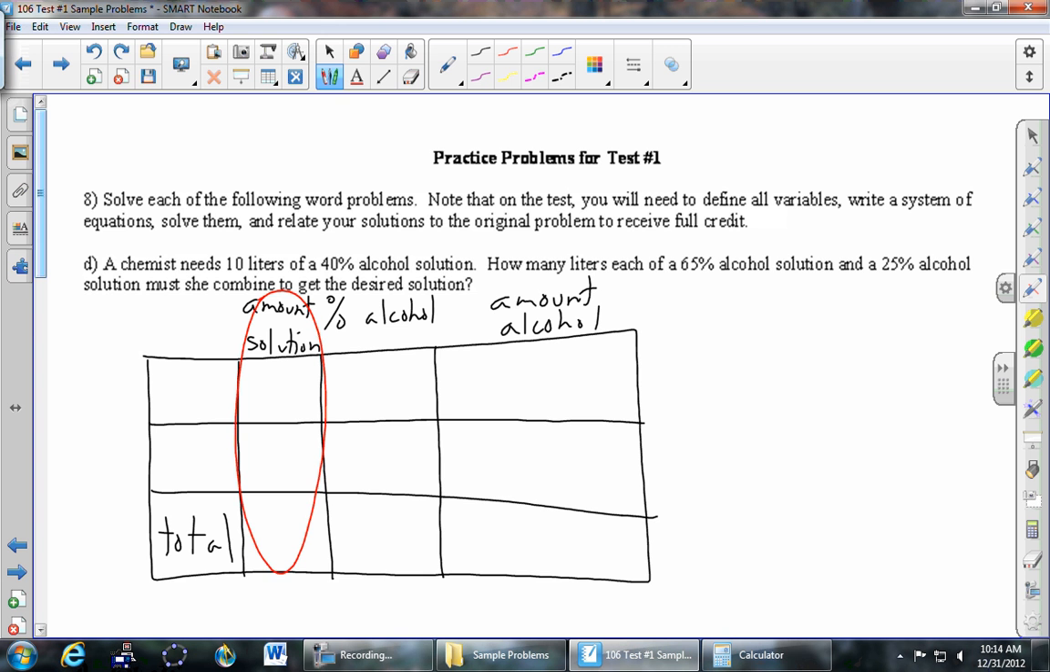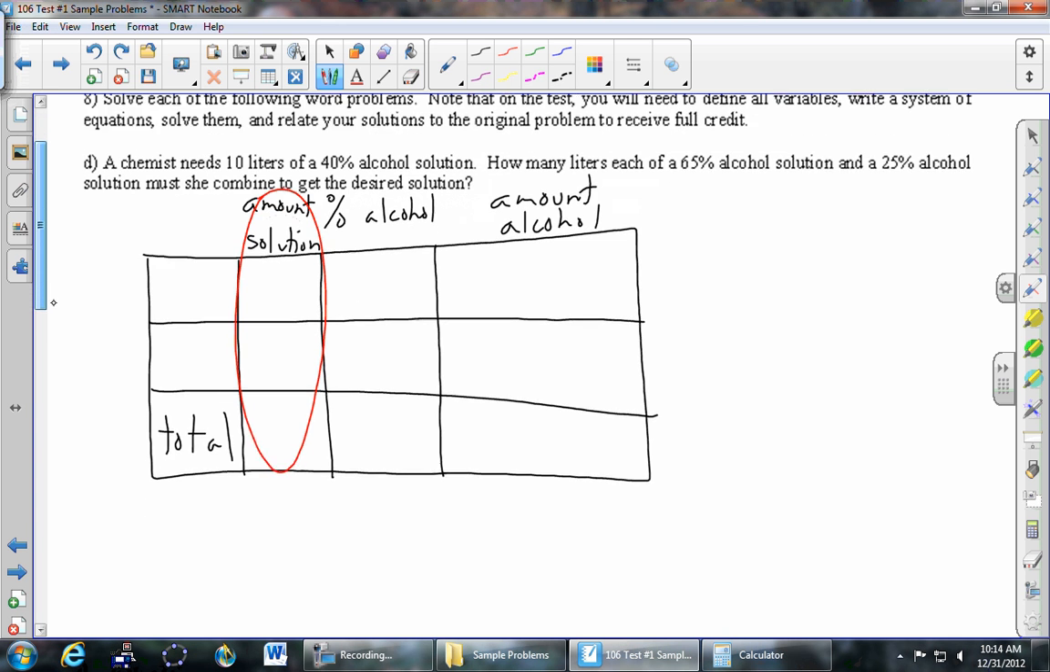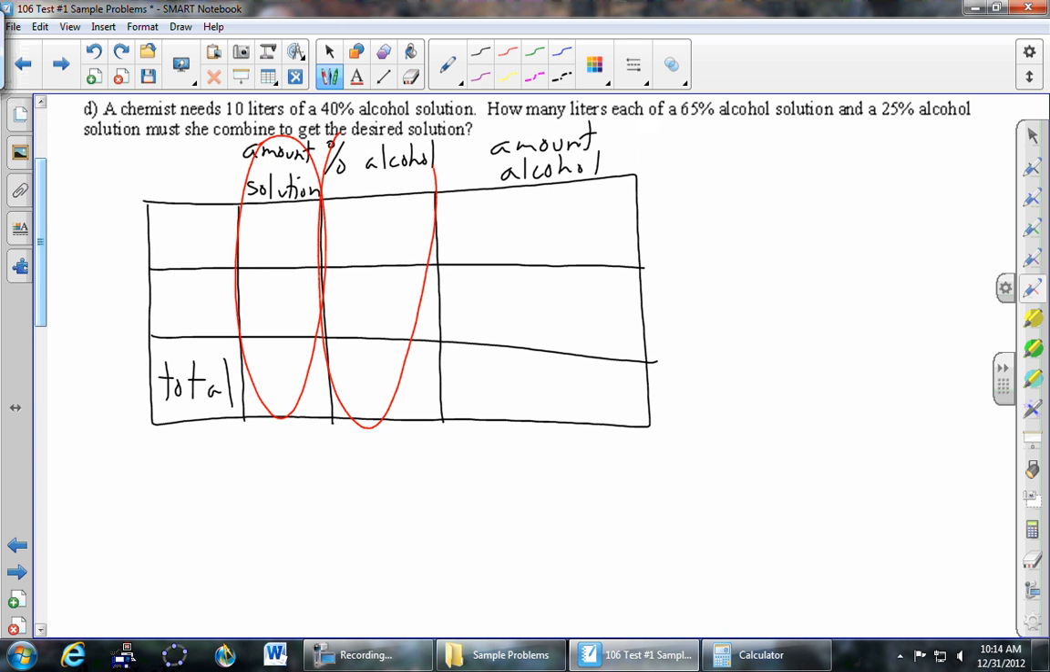That's here. That's the amount of liquid in each of these different pieces. Then we've got another column for the percent alcohol. That's going to be the easiest one to fill in. And then finally, how much alcohol do we have from each of the pieces and how much do we want in the total? So we should have a bottom row for the total. And now we're going to start filling some things in.